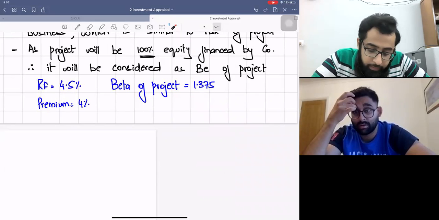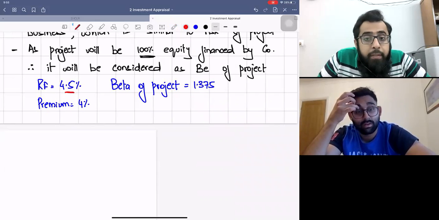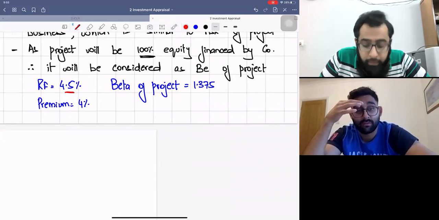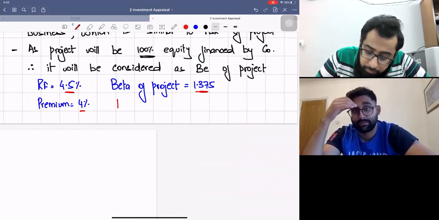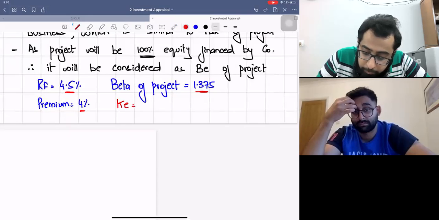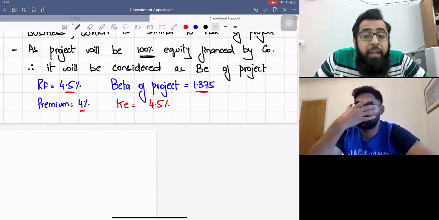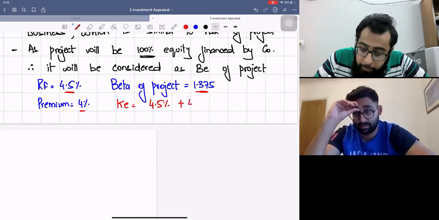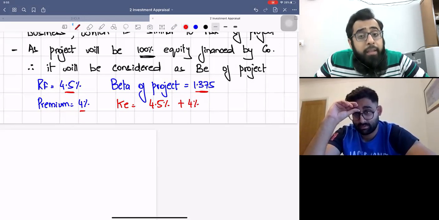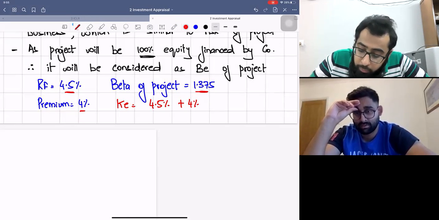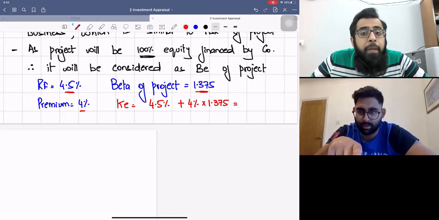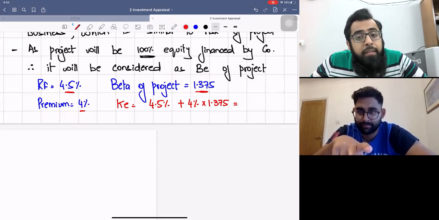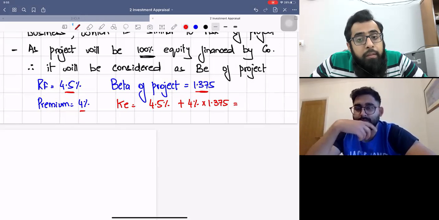Okay. The risk-free rate is 4.5%. Yeah. The premium is 4% and the beta is 1.375. So what will be the cost of equity you will demand from the project? 4.5% plus 4% is the normal market premium and the project responsiveness is 1.375. What formula is this? You're doing the one model, RF plus (RM minus RF) into beta equity.